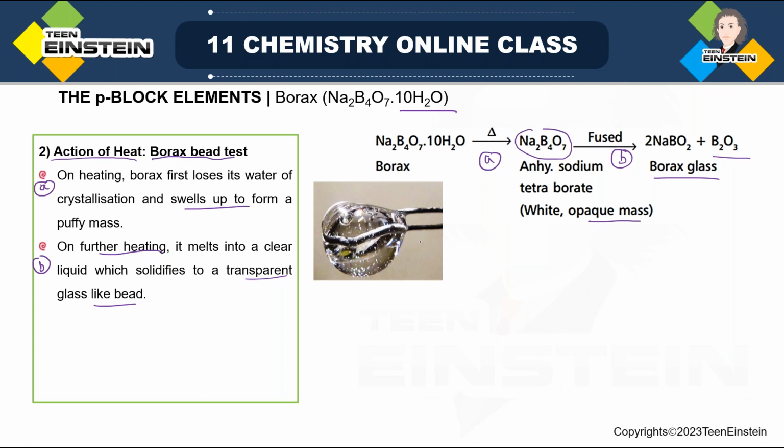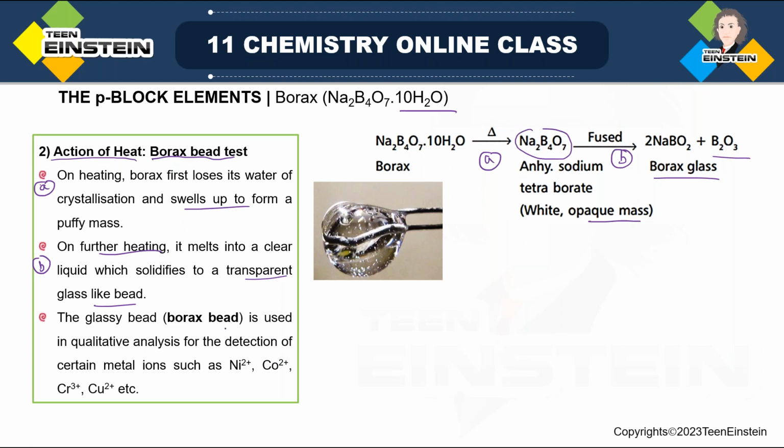We have taken a wire. You can also use a platinum wire. Just take some amount of borax and simply heat it. When you are heating it, as you can see mentioned here, first there is a puffy mass, then you will get this type of transparent glass. If you observe carefully, you can see the steps. First there is formation of an opaque mass, and then it is converted to a transparent glass-like material.